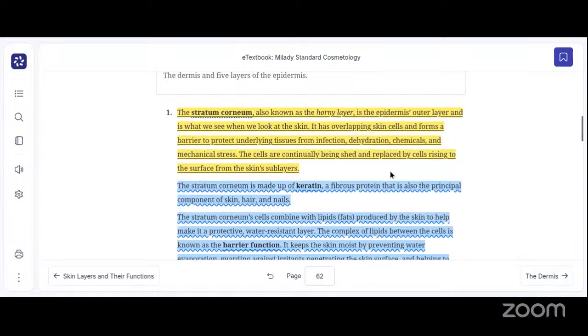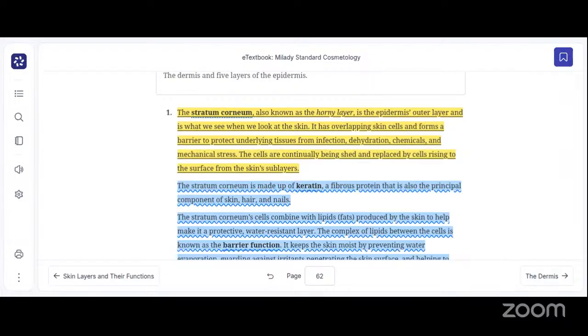Let's look at our different layers and just learn about the skin. The corneum is known as the horny layer of the epidermis, and is what we see when we look at the skin. It has overlapping skin cells that form a barrier to protect underlying tissues. What are we protecting it from? Infection, dehydration, chemicals, and mechanical stress. Mechanical stress is like you're doing too much on the skin, kind of wearing the skin out.